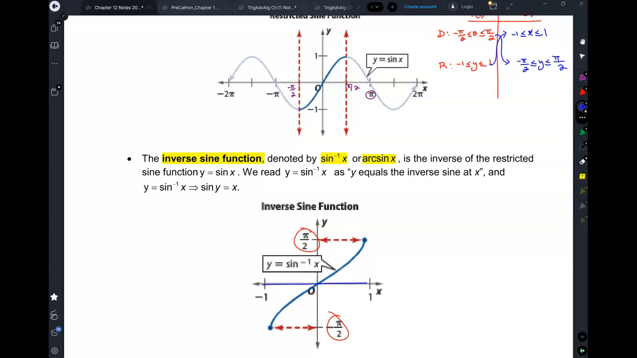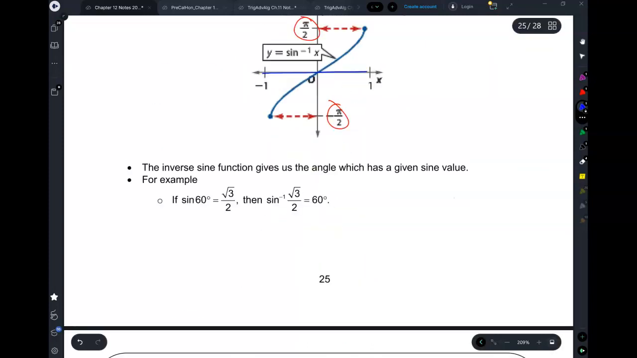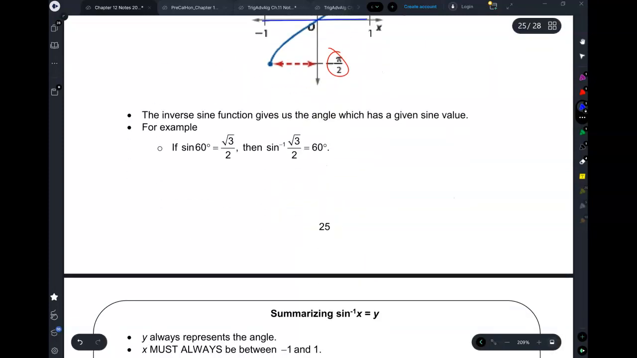So compare this to this. This is the original function. The y value goes from negative 1 to 1, and these go from negative pi over 2 to pi over 2, and here it gets flipped over. X's and y's switch, because that's what inverses do.